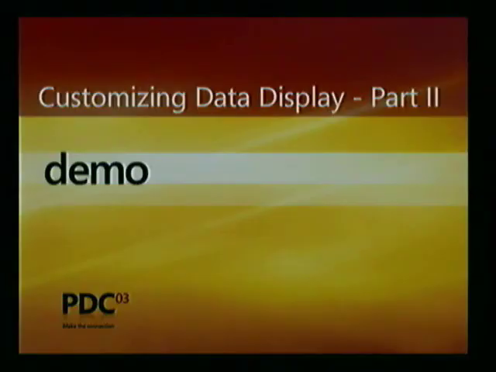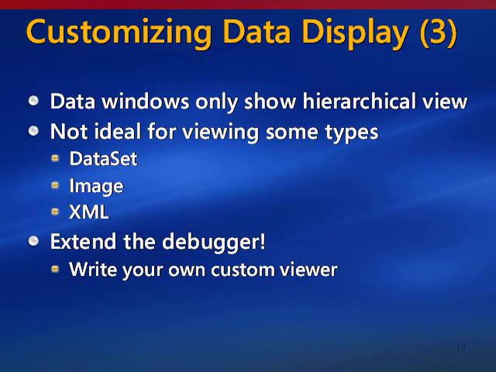Okay. So we've covered two ways of customization for your data types. But there's still yet another way to customize it, and that's probably one of the most exciting ways, because it means you can totally break away from the hierarchical view of the debugger and display the data any way that you want to. So for data types like, as you saw, dataset, XML, and image, the hierarchical view just doesn't work. As you saw, you have to drill down several levels to be able to get at the data, and when you get there, you're not even sure whether it's the right data that you want.